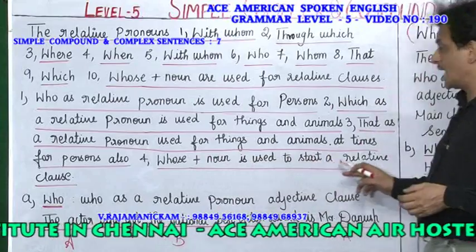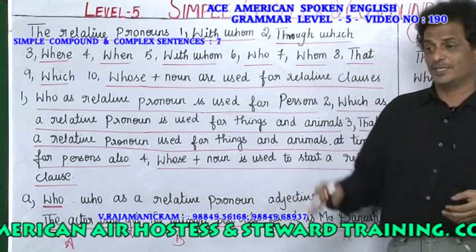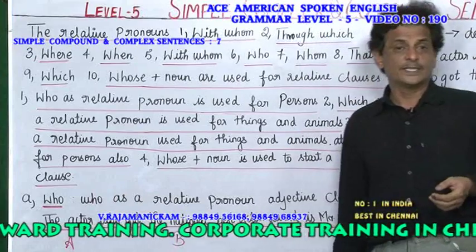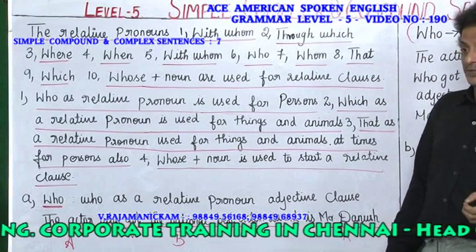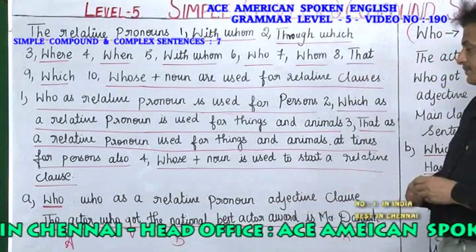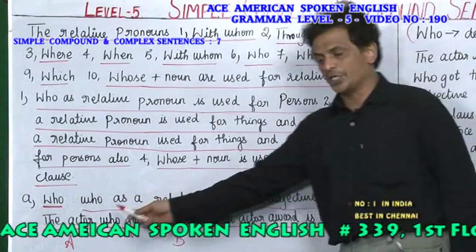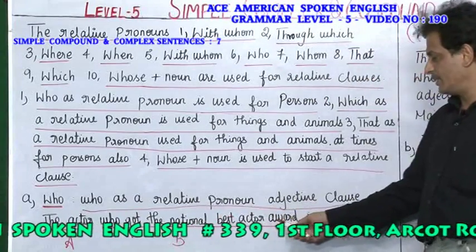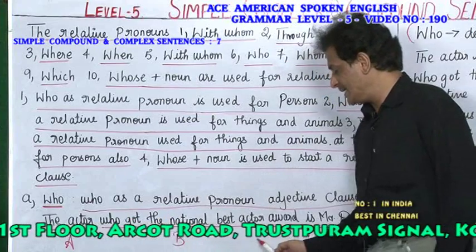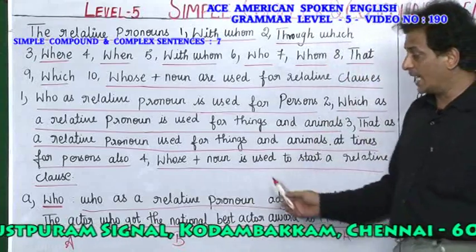Whose plus noun is used to start a relative clause. இப்போ whoவை வச்சு பாருங்க, வாக்கியத்துக்கு நடுவில் வரணும், வாக்கியத்துக்கு முன்னாடி வரக்கூடாது. ரைட்டா? You should not ask "Who's that boy?" ன்னு சொல்லக்கூடாது. இது சென்டென்ஸுக்கு நடுவில் வரணும். Who சென்டென்ஸுக்கு நடுவில் வரணும், யாரோ அவர் என்று வருகிறது. Who is a relative pronoun, adjective clause. ரைட்டா? Who is a relative pronoun as an adjective clause. The actor who got the national best actor award is Mr. Dhanush. நடிகன், எந்த நடிகன் என்றால் அந்த தேசிய சிறந்த நடிக பட்டம் பெற்ற அந்த நடிகர்.